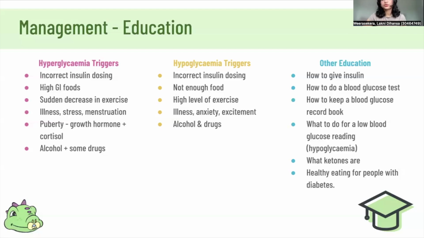And other things to explain, make sure you tell them how to give the insulin, how to do a blood glucose test, which tends to be really scary for kids because your blood is coming out. So make sure they're reassured and they know exactly how to do it. How to keep a blood glucose record book and the importance of doing so, what to do in a hypoglycemic episode, what ketones are, and also give them information about healthy eating for people with diabetes.